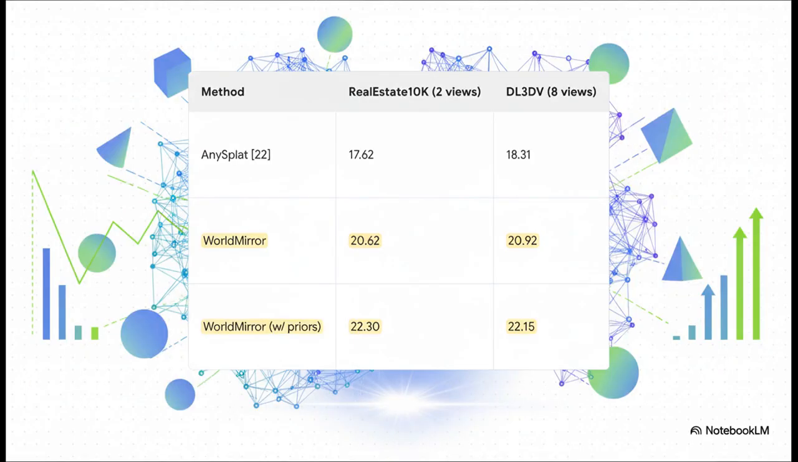How about creating brand new images from different angles? The metric here is called PSNR, and all you need to know is that higher is better. Well, World Mirror doesn't just beat the old champ, AnySplat. It kind of leaves it in the dust. A jump of 3 to 4 PSNR points is a massive, massive deal in image quality. It's a very noticeable leap in how clear and realistic everything looks.